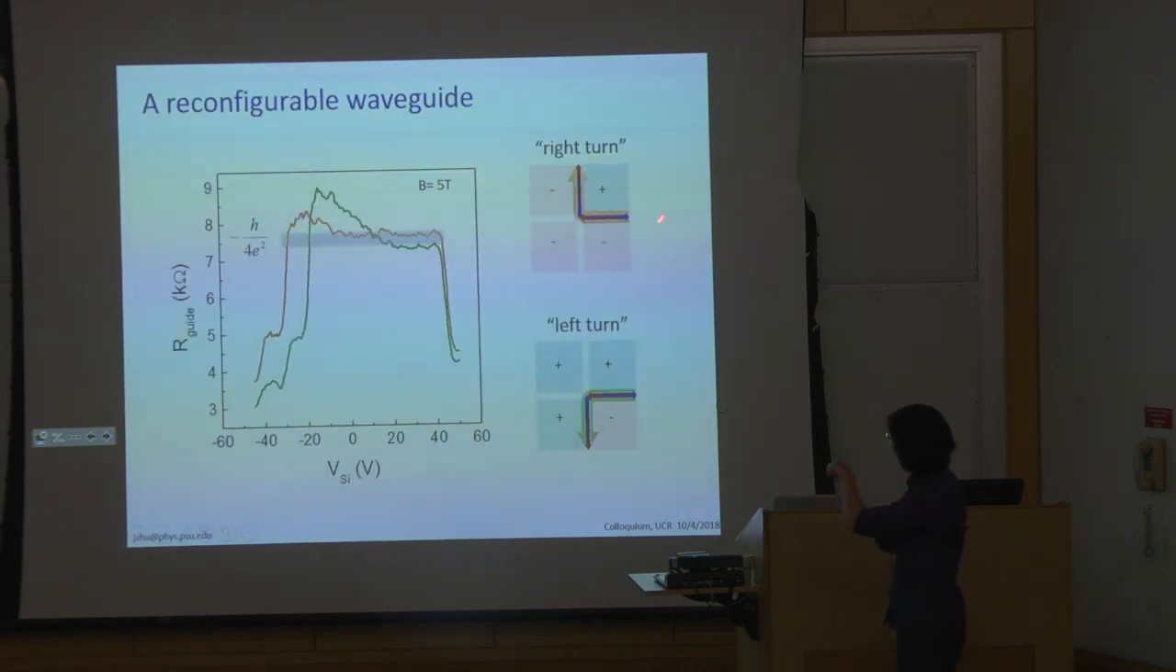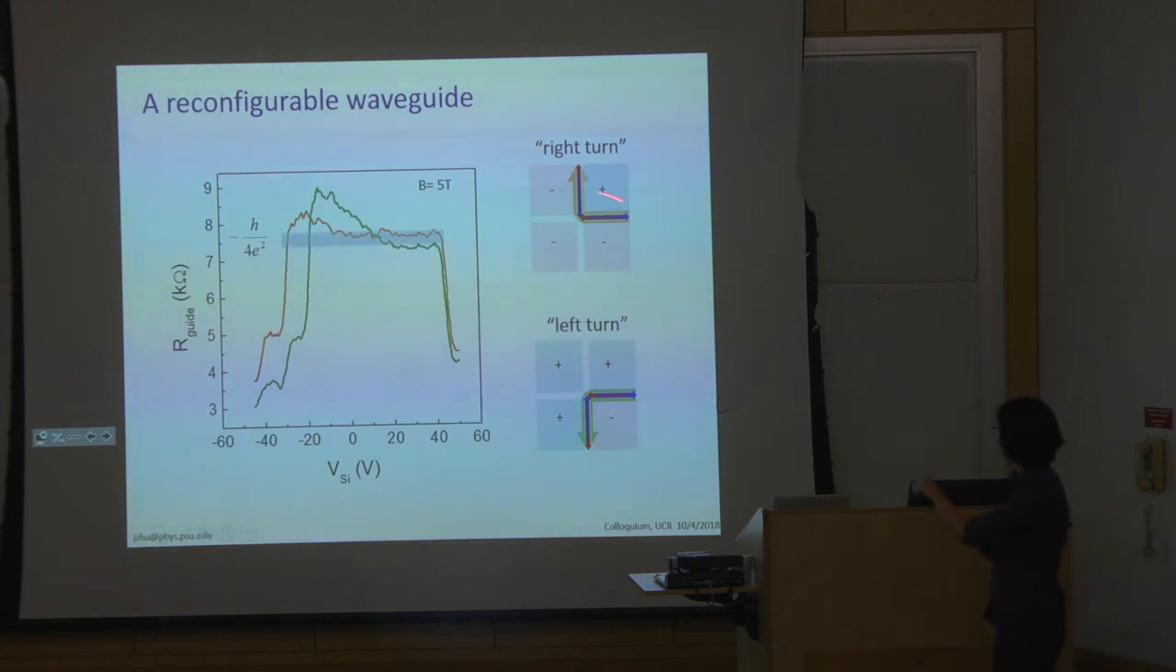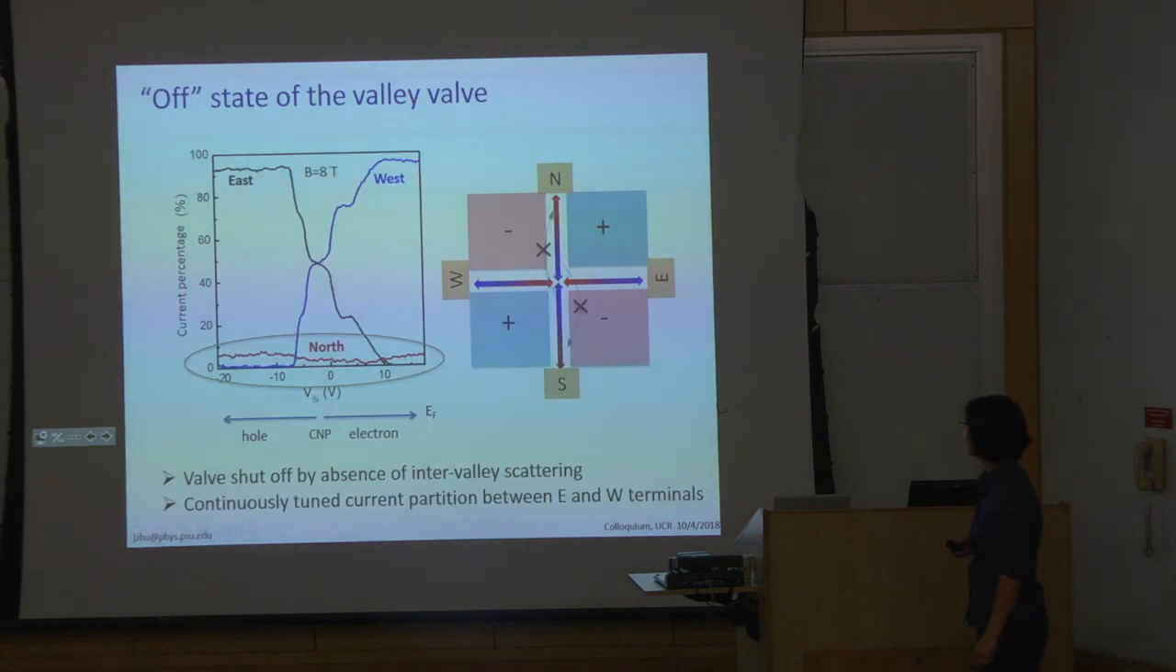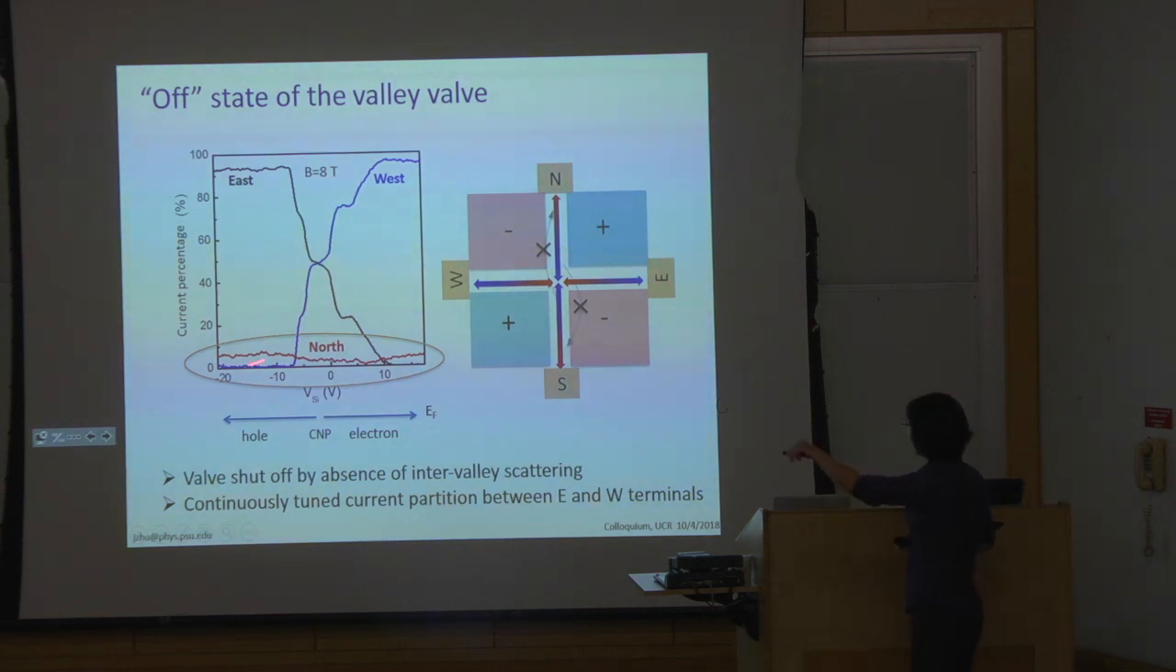In fact, I can make a waveguide that makes a turn. Right? I don't have to make a straight one. I can make a right turn, make a left turn. I get roughly about h/4e² also. I do it in this valve off state, plus minus, minus plus. I send a current in. I measure the three terminals simultaneously to see which one gets a current. This channel always gets very little current. That is because of a valley blocking effect.